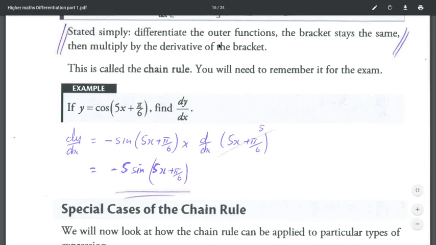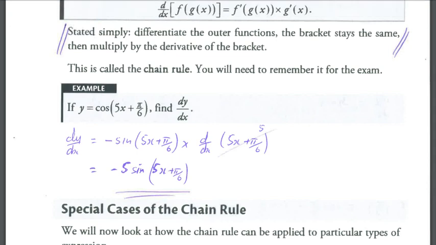So stated simply, differentiate the outer function. So we're doing cosine of all of this. So the cosine is the outer function. The 5x plus pi by 6 is the inner function. So differentiate the outer function. So differentiate cosine of bracket. We'll go to negative sine of bracket. So it'll be negative sine of 5x plus pi by 6.